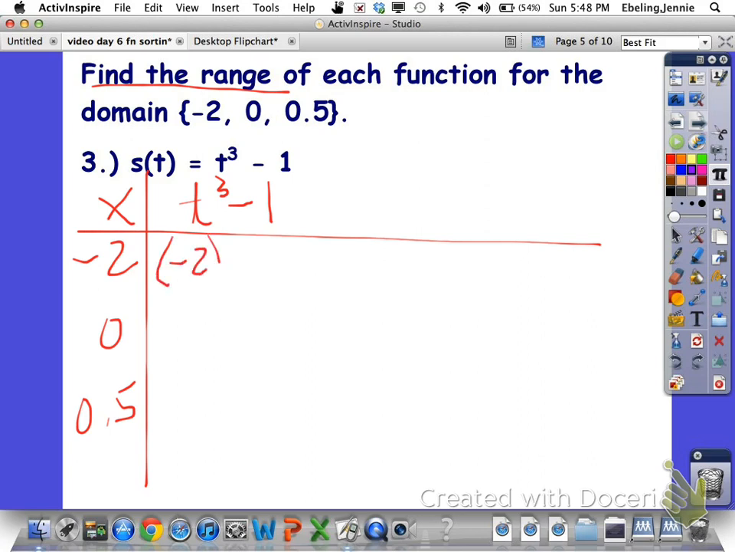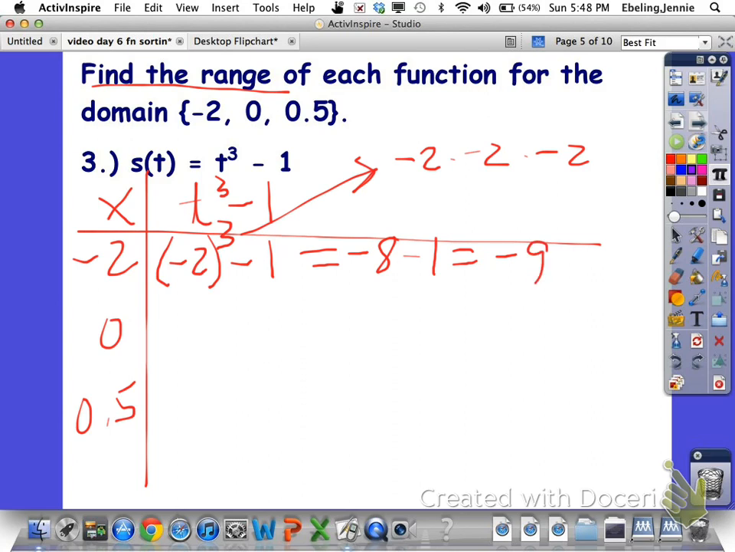And if 2 has a negative on it, I'm going to put parentheses around it, then put the 3 on for the exponent. And I'm going to remember I do negative 2 cubed. Negative 2 cubed means negative 2 times negative 2 times negative 2. I'm going to multiply it out 3 times. So I'm going to get negative 8 minus 1, which is negative 9. I put the 0 in there. And I have to cube it, then subtract 1. Well, 0 cubed, 0 times 0 times 0 is 0, minus 1 is negative 1.